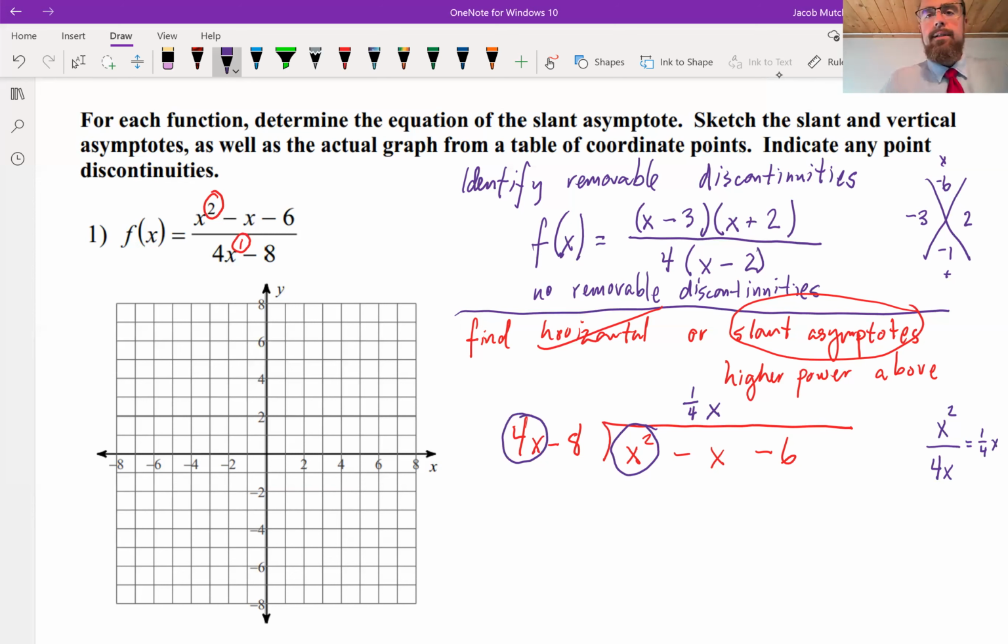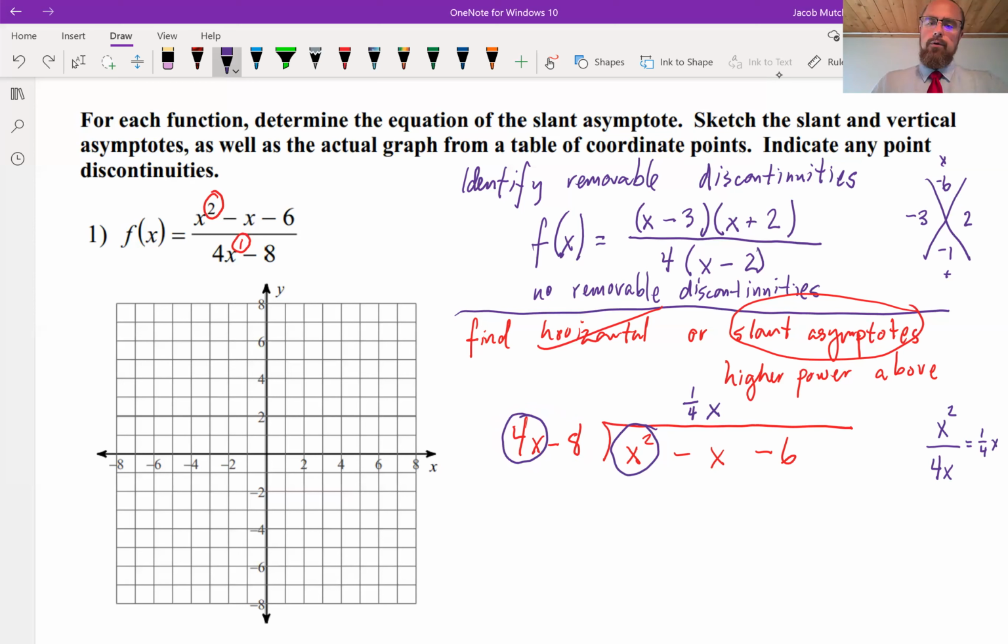Now I want to get the constant as well. So notice we've started to write an mx plus b, and that's what you want with the slant asymptote equation. It should be aligned with some kind of slope other than 0. So I'm going to multiply back 1/4 x times each of the terms here in my divisor. So let's make that multiplication.